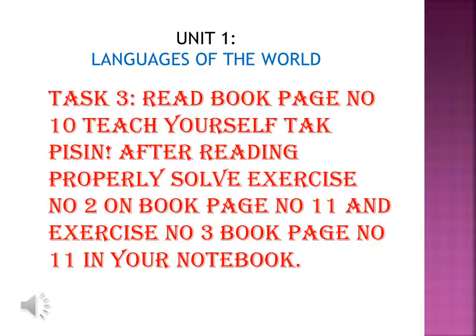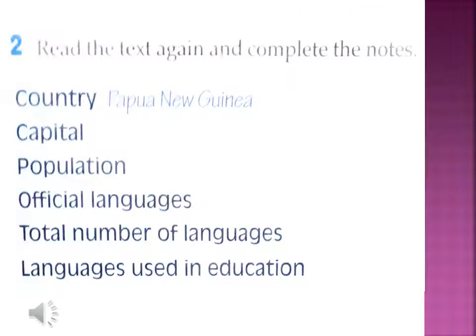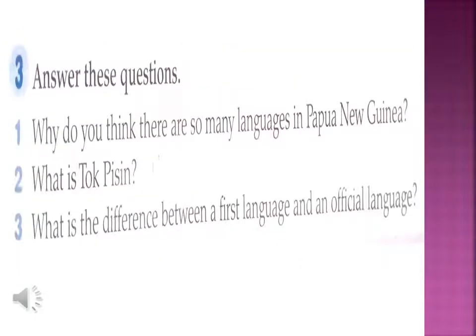Read book page number 10. Teach yourself Tok Pisin. After reading carefully, solve exercise number 2 and 3, book page number 11 in your book. Dear student, on page number 10 you will read about a country, its population, its languages, native and official, and which language they use for education. Hopefully you'll enjoy reading about Papua. After reading page number 10, it's quite easy for you to solve this exercise number 2 on book page number 11.